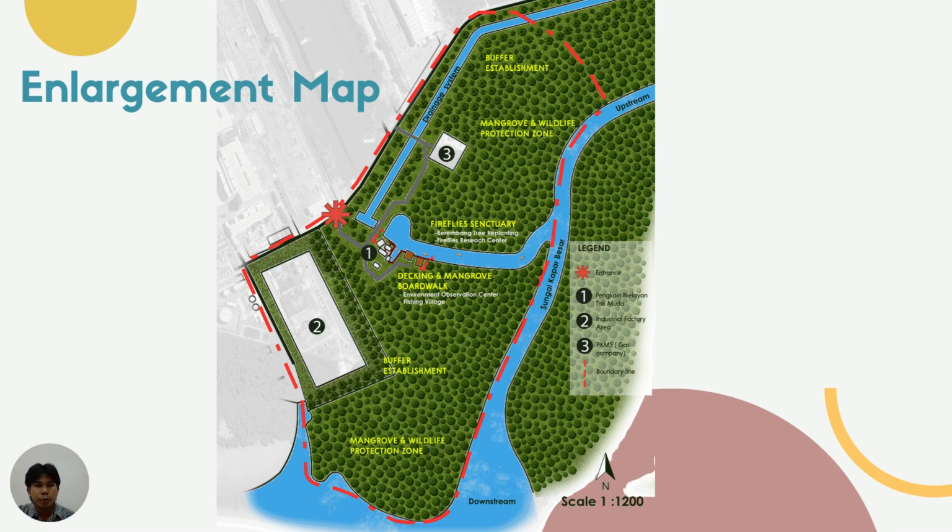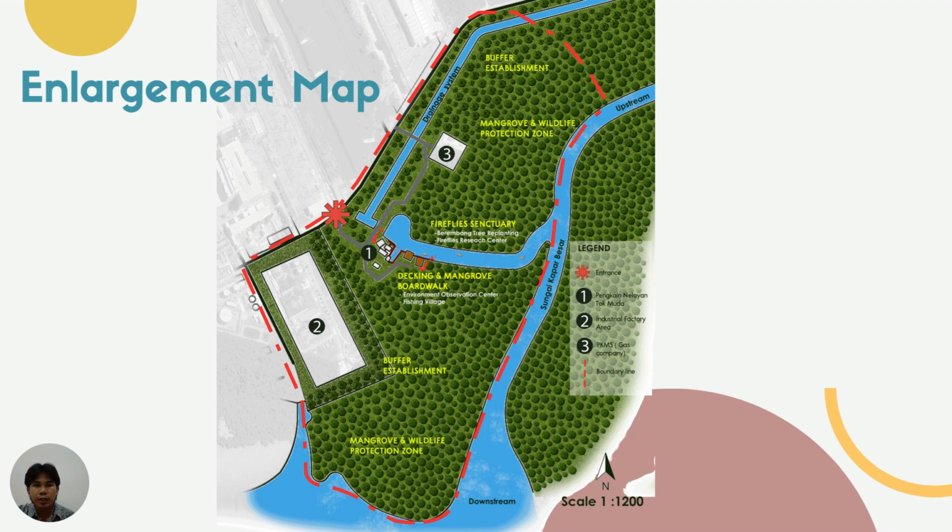This is my enlargement map. Number one is the Pengkalan Nelayan Tok Muda, number two is the industry factory area, and number three is the gas company area. For the top one on the enlargement map, I propose a buffer area.